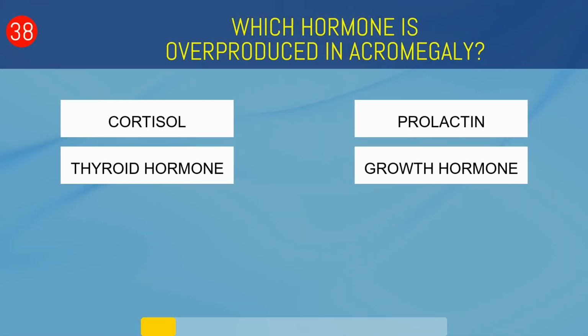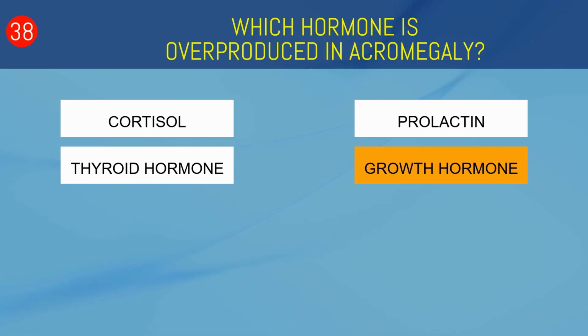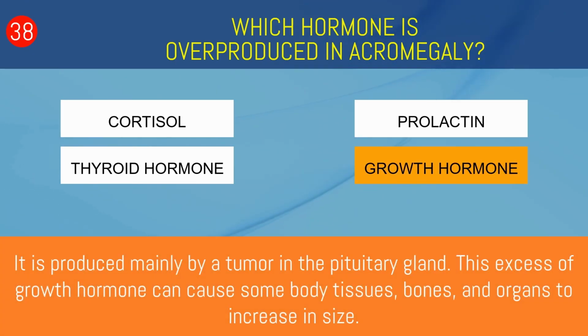Which hormone is overproduced in acromegaly? Cortisol, thyroid hormone, prolactin, or growth hormone? Growth hormone. It is produced mainly by a tumor in the pituitary gland. This excess of growth hormone can cause some body tissues, bones, and organs to increase in size.